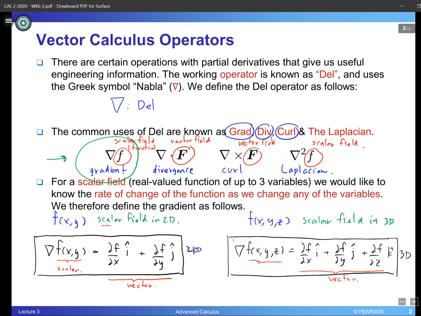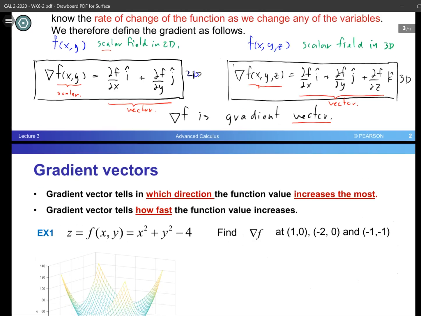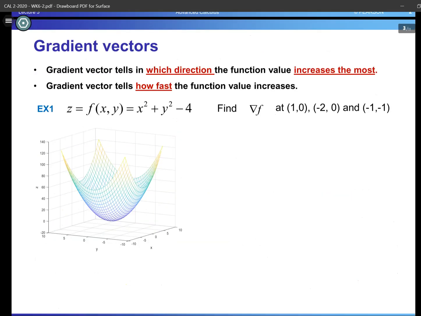So let's make a note right here. Del f is always called the gradient vector. And the keyword is right here. It has to be a vector. Now that we know about these formulas, we are ready to work on some examples. So let's move to this slide right here.